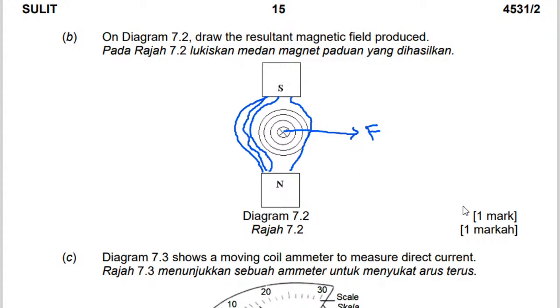Sepatutnya ada arah. Selalunya we have 3 marks here. Normally we have 3 marks for this diagram, where the first mark will be for the pattern, second mark for the direction, north, south, so direction will be up like that. Okay, and then the force.